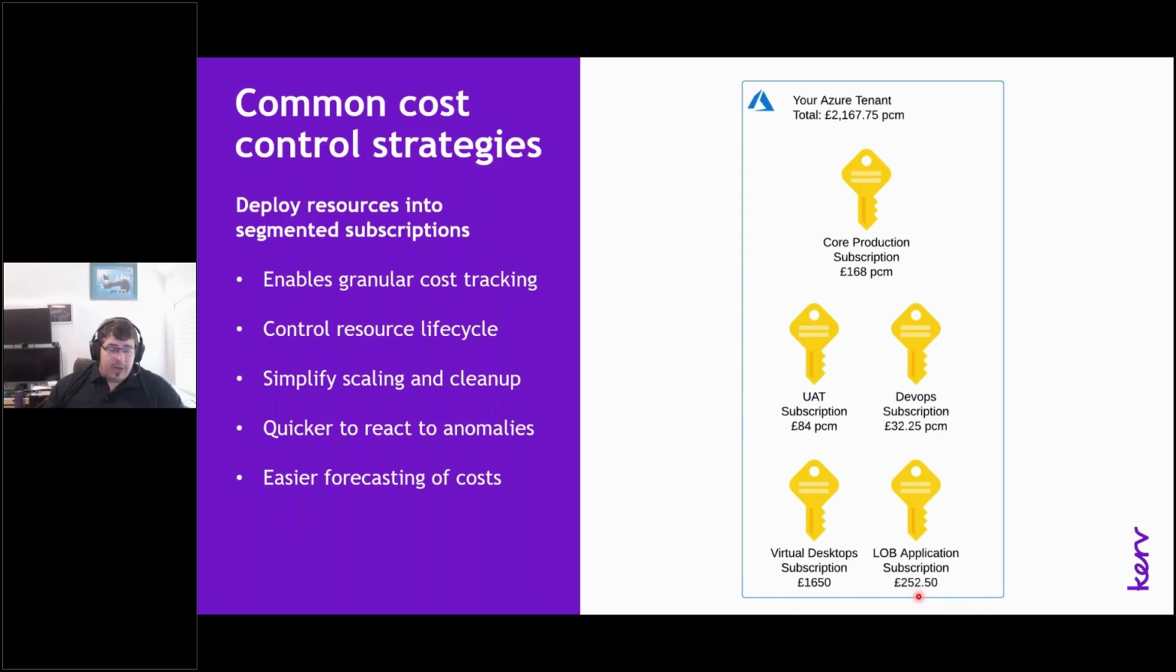The reason we break it up like this is it's going to allow you to very quickly identify where your expenditure is going, where the bulk of your budget's going. But also when it comes to anomalies and handling those anomalies, it's very easy then to drill down where those anomalies are coming from. Because right now, if you had a single subscription, this would cost you £2,167 a month. It would take you a lot of time and effort to find where that additional £300-400 a month is coming from.